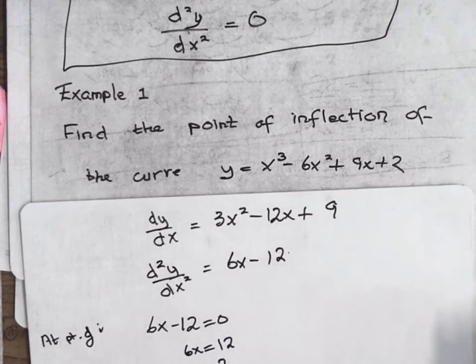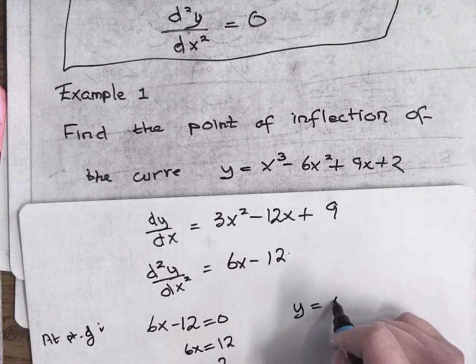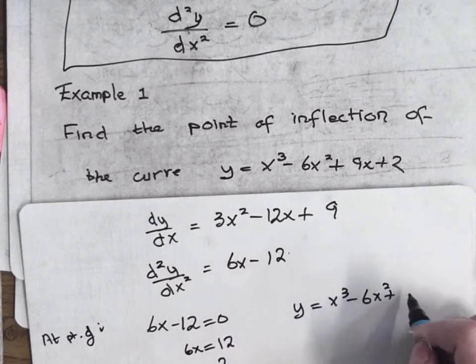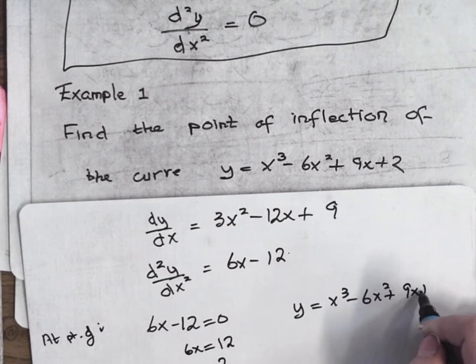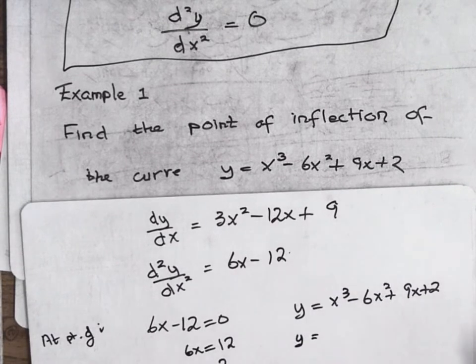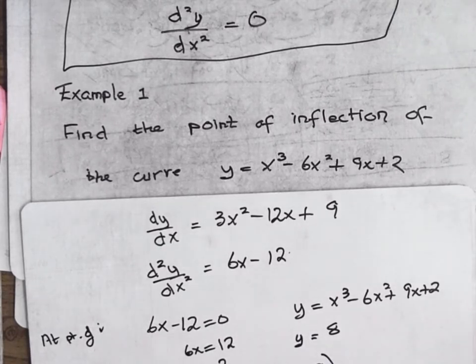Now I need a point of inflection, so I need a matching y. So I go right back up to the curve, x cubed minus 6x squared plus 9x plus 2, and fill in x is 2 there. So that's 2 cubed, that's 8, minus 6 fours, minus 24, plus 18, plus 2, so I think that's 4. Okay, so your point of inflection is (2, 4), and that's it. Okay, that's it, the end. Is that right? Yes.